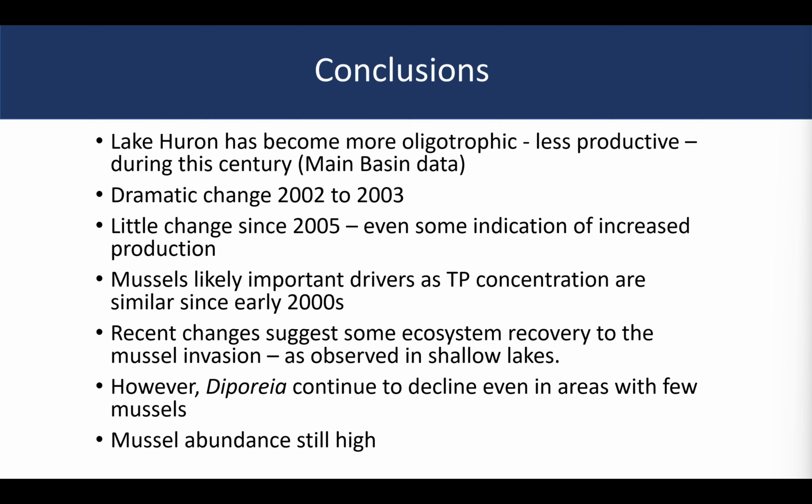So these are the take-home conclusions. Lake Huron has become more oligotrophic, almost ultra-oligotrophic, and it's converged towards the state of Lake Superior and probably surpassed it. But there has been very little change since 2005 in these open lake conditions. And we do think mussels are likely the most important drivers of this change. And of course, Diporeia continues to decline, but mussel abundance is still very high.